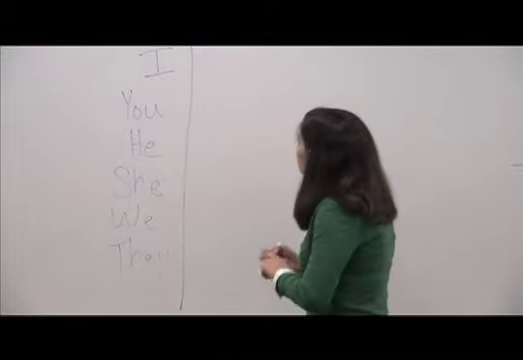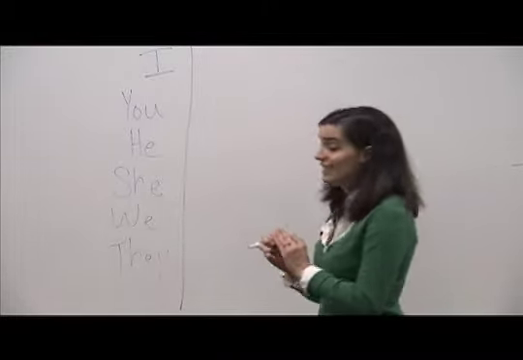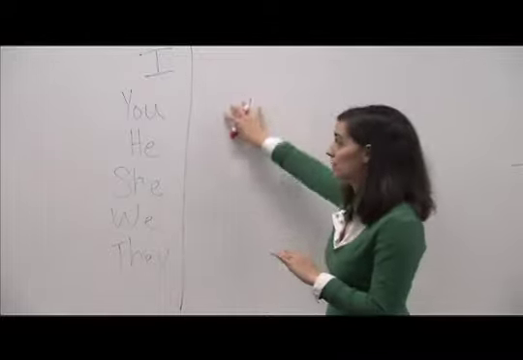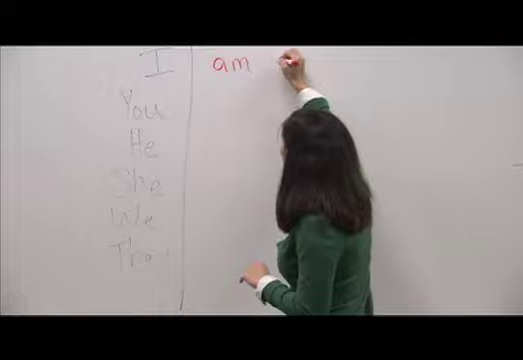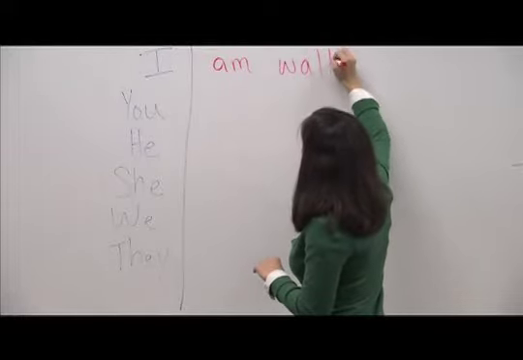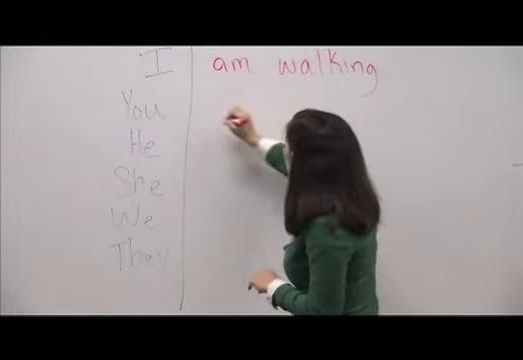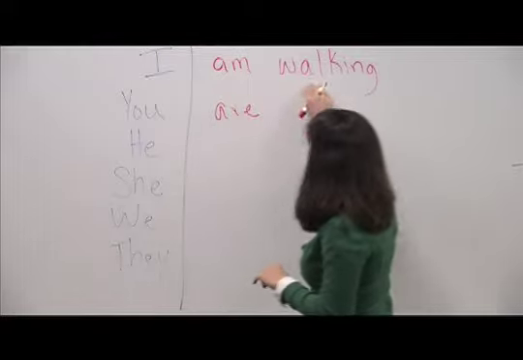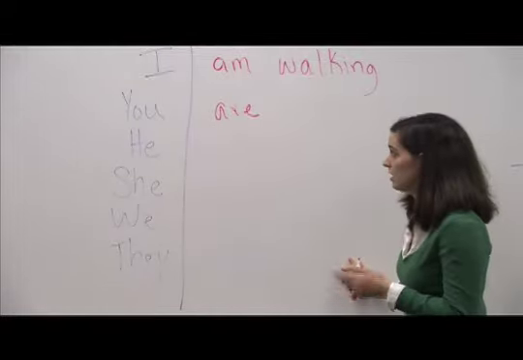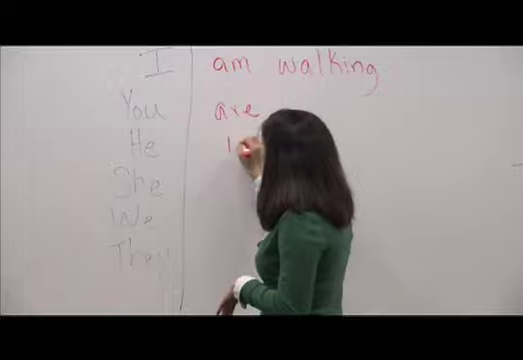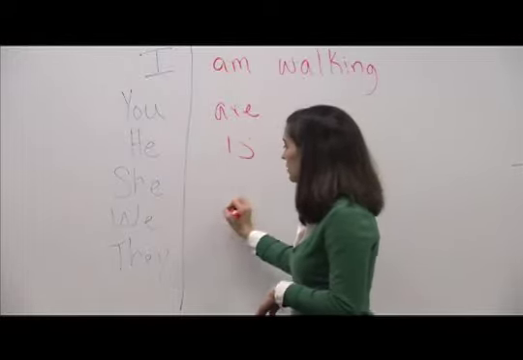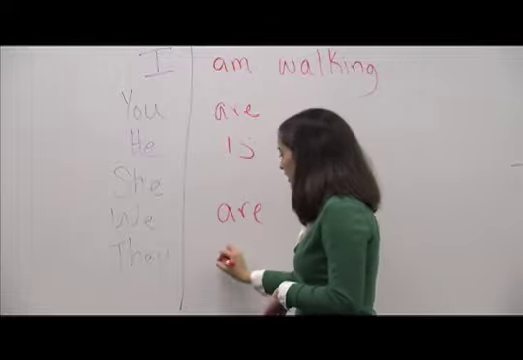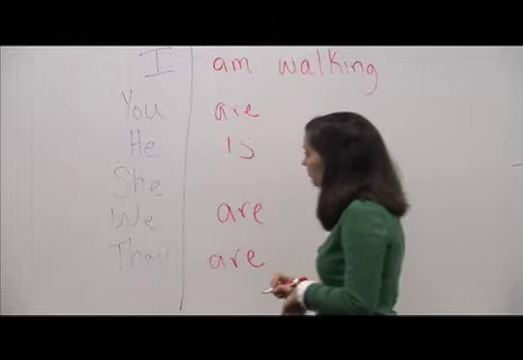Okay, so if you're doing walking, and again, I'm using my two different colors to show my target language, you would have I am walking, you are walking, and you can leave walking if you want because it's going to stay the same. He is walking, she is walking, this is the same again, we are walking, they are walking.